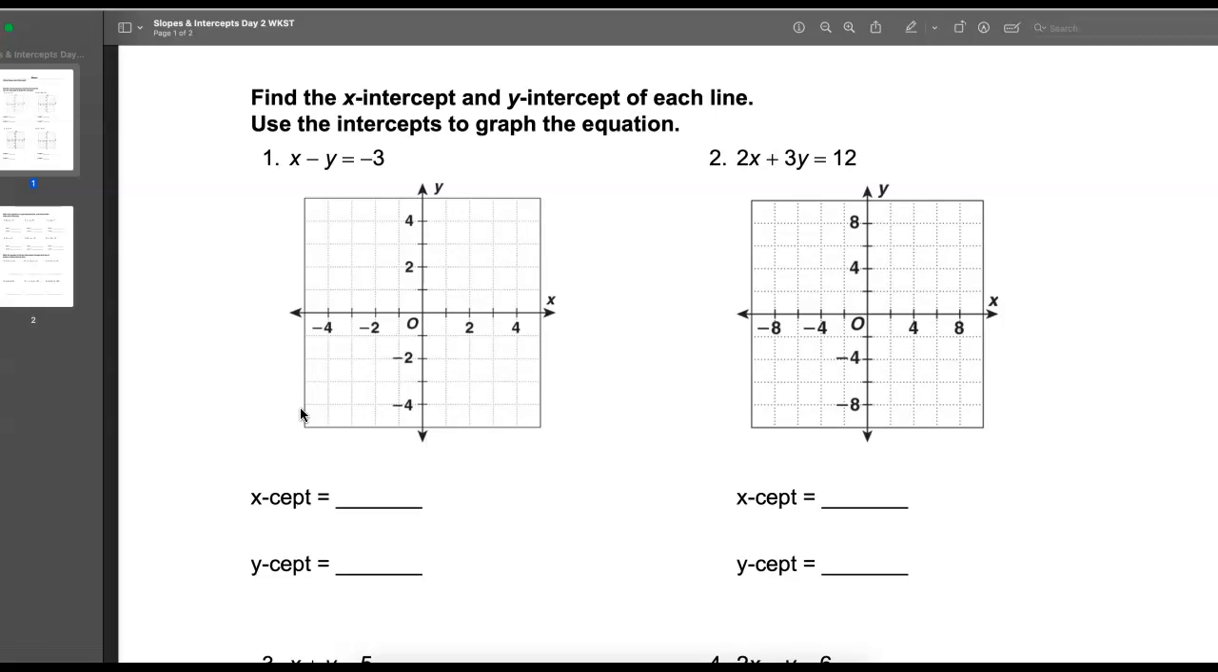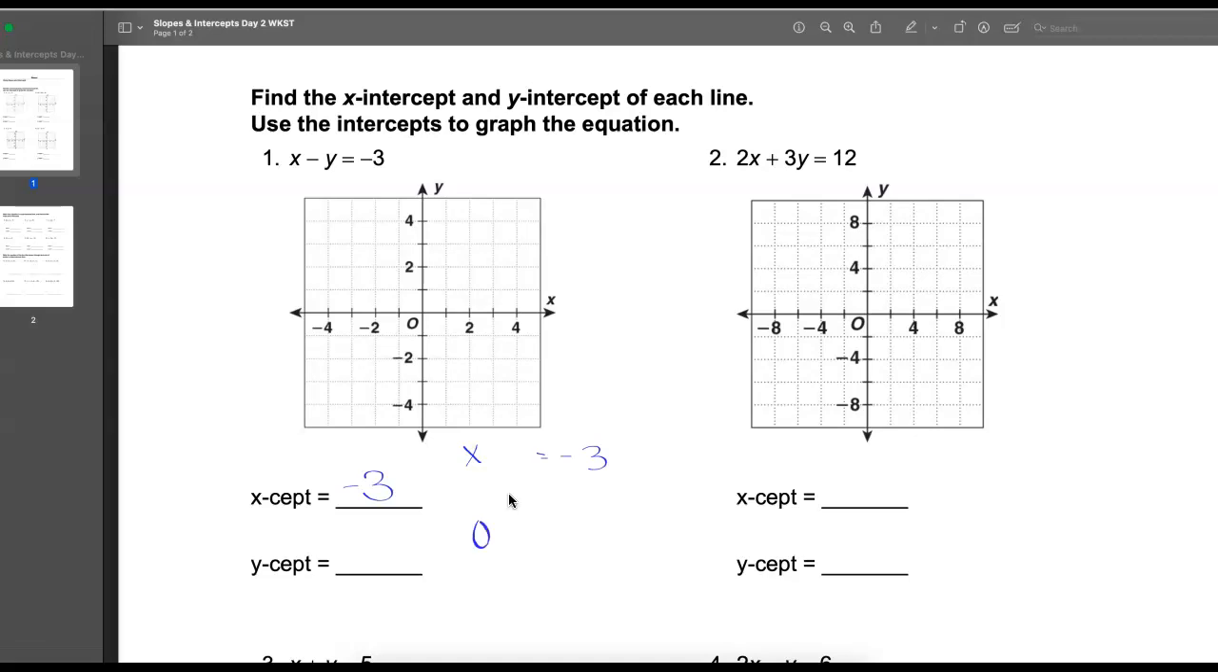So, if I want to find the x and y intercepts, we learned yesterday that to find the x-intercept, we let y equals 0. Okay, so I'm going to take this equation, x minus y equals negative 3, and I'm going to let y equal 0. Well, if y equals 0, it's just not there. So x equals negative 3. Okay, if we want to find the y-intercept, then we have to let x equal 0.